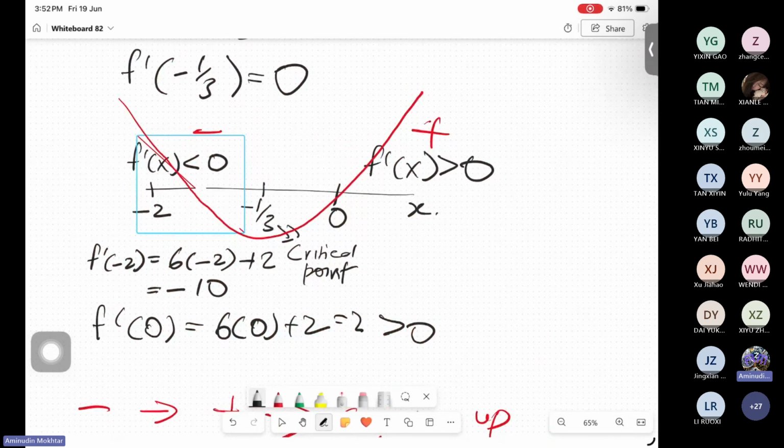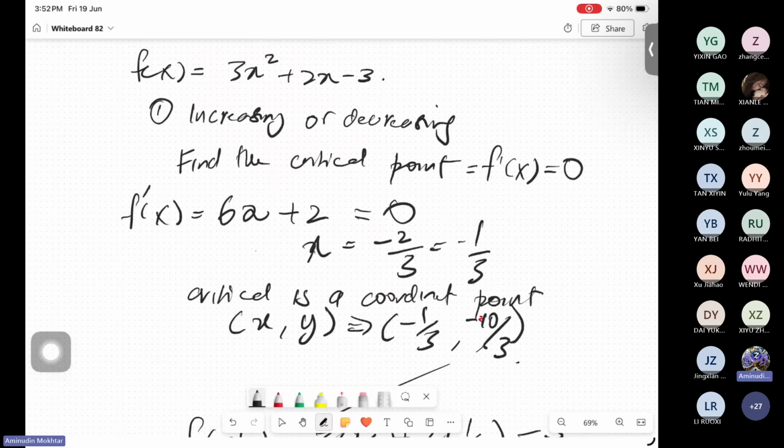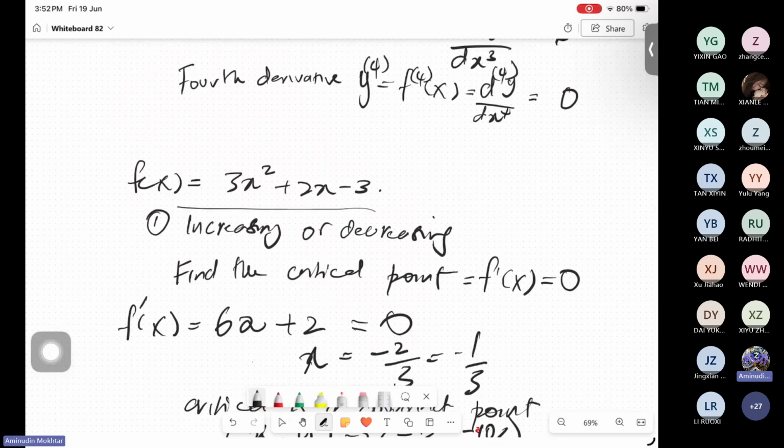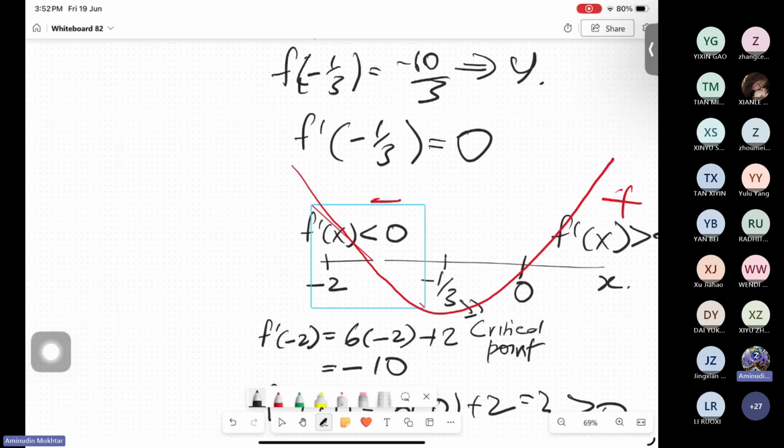Okay, I will show you. If you draw this graph, let's say I would like to draw this graph to prove this statement. We have the critical point at x equal -1/3. The graph is increasing before -1/3 and decreasing after -1/3.